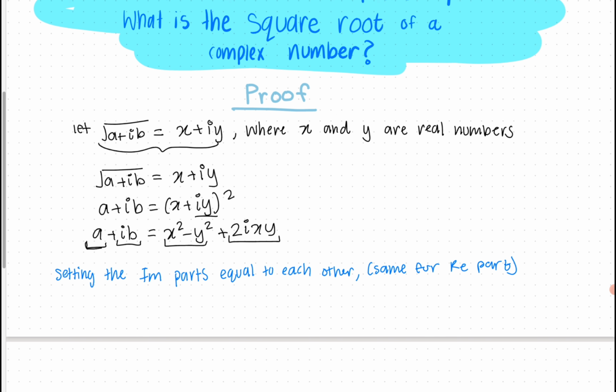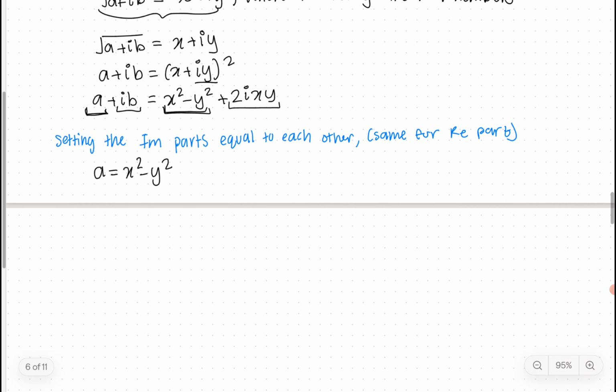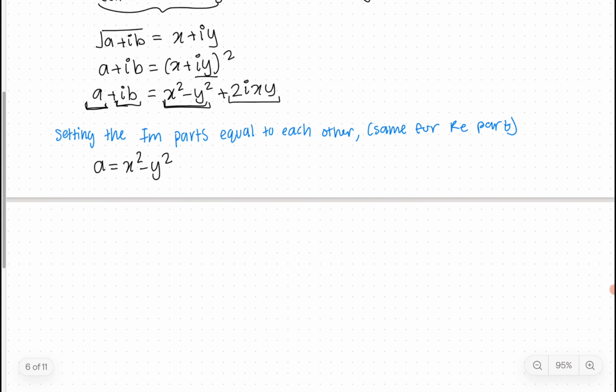We know a is the real part and x squared minus y squared is the real part, so a equals x squared minus y squared. We know ib is the imaginary part and 2ixy is the imaginary part. Because the i is common, that's basically saying b equals 2xy.